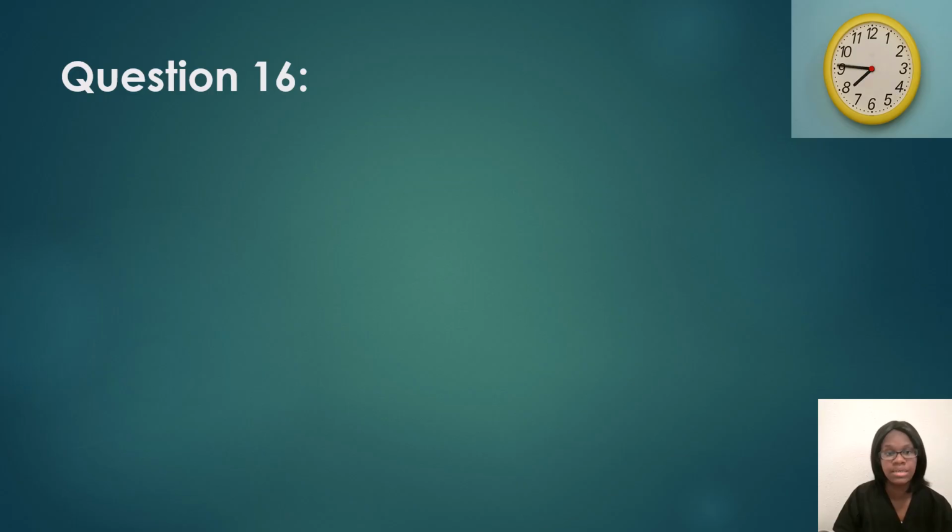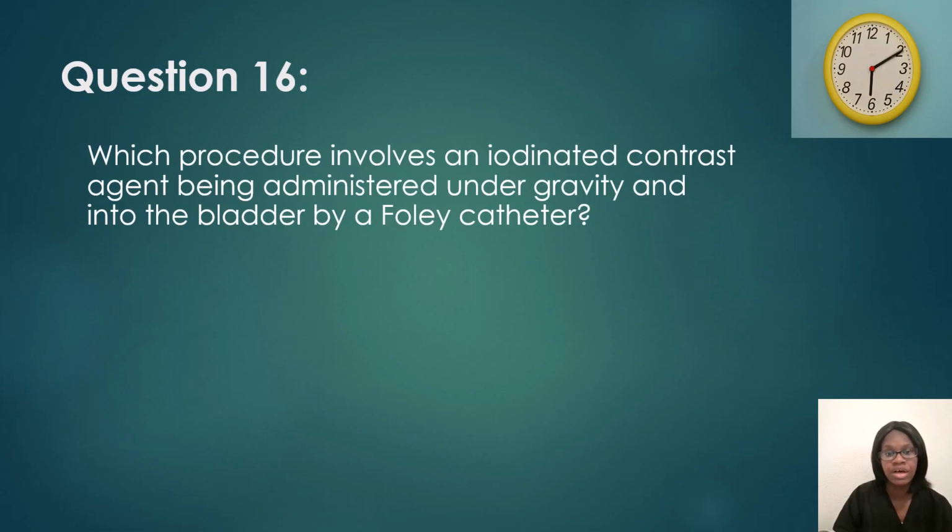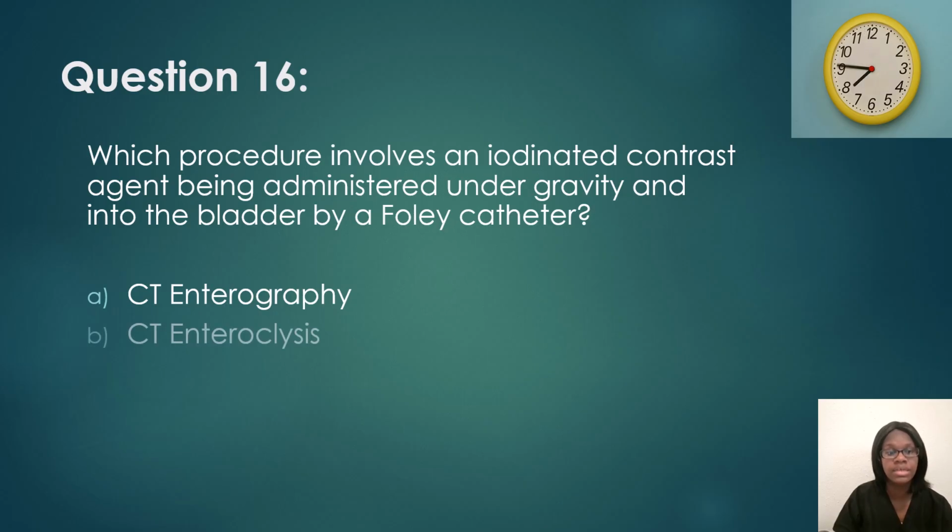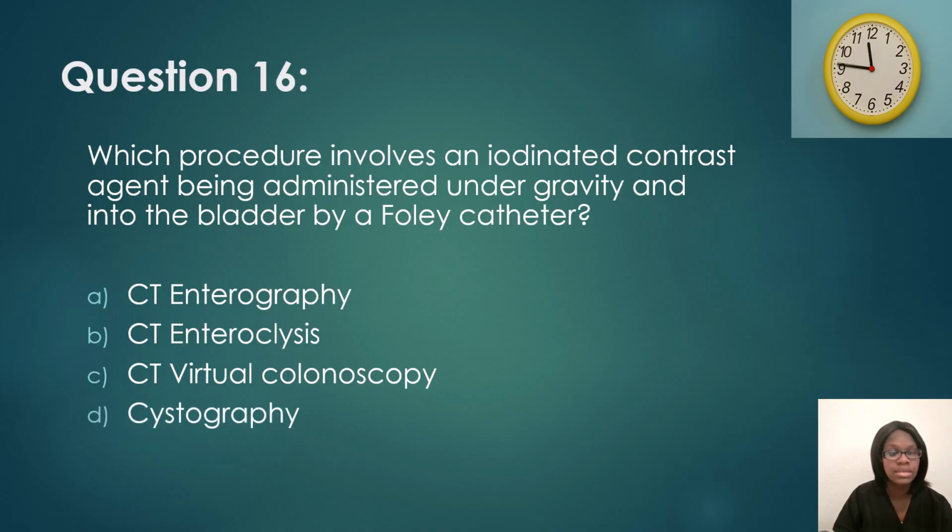Question 16. Which procedure involves an iodinated contrast agent being administered under gravity and into the bladder by a Foley catheter? A. CT enterography. B. CT enteroclysis. C. CT virtual colonoscopy. D. Cystograph or cystography.